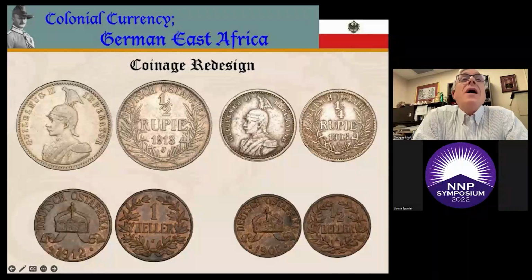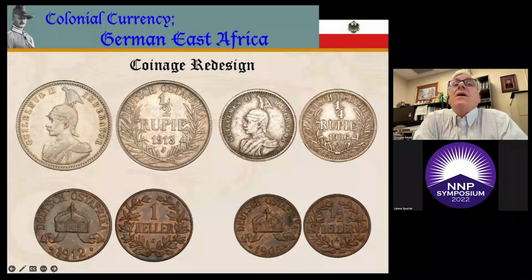So the DOA monetary system consisted of silver rupee coins and fractions.